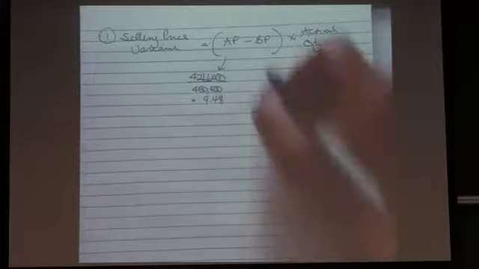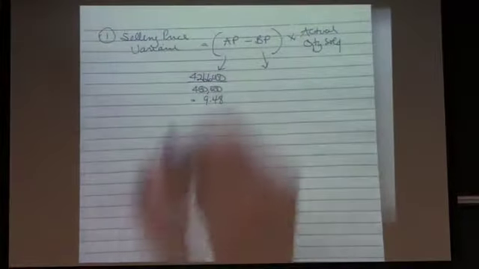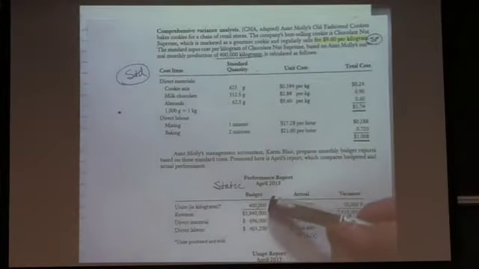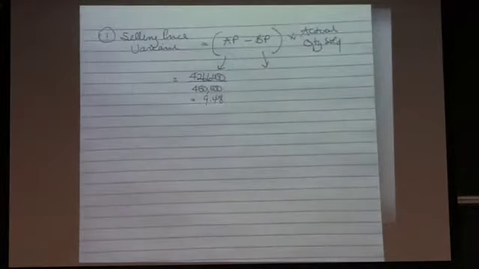What was the budgeted price? How do we find that? Well, the budgeted price would be the 3,840,000 divided by the 400,000. That gives us the budgeted price, doesn't it?